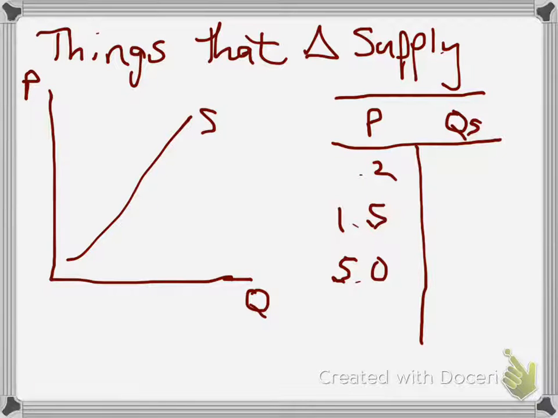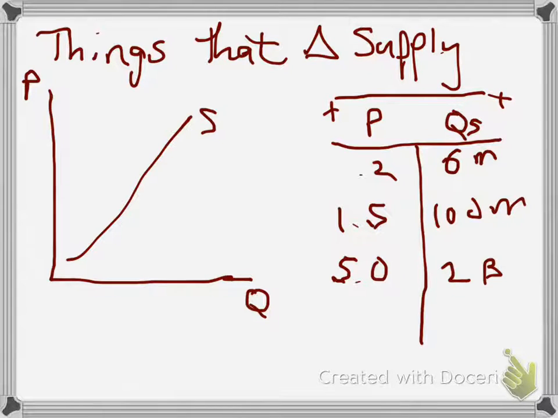Things that change supply. I present this lecture after I've already gone through and presented a supply schedule where we'll say at 20 cents, you know, Coca-Cola might want to sell 6 million, and at $1.50 they might want to sell 100 million 2-liter bottles, and at $5 they might be willing to sell 2 billion. In other words, as the prices go up, the quantity that suppliers are willing to offer also goes up.